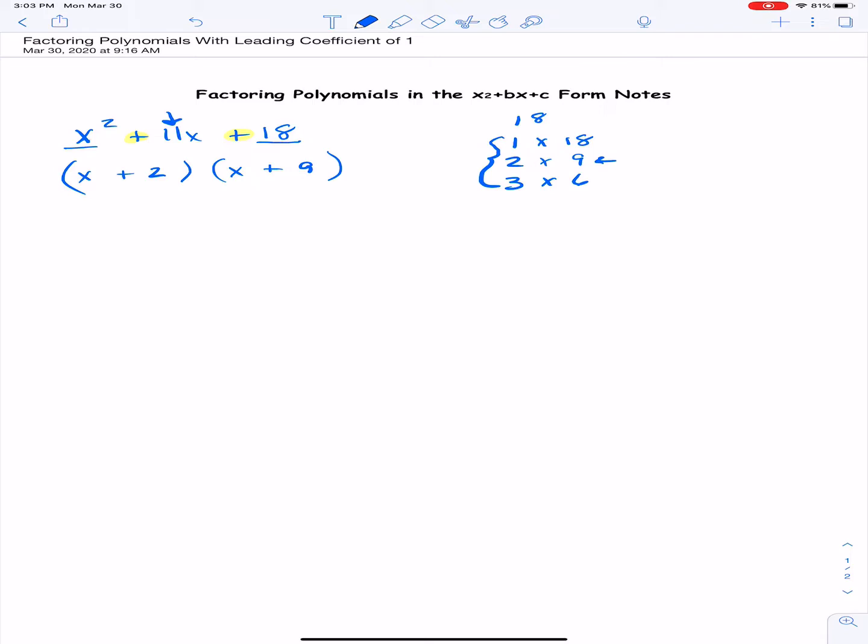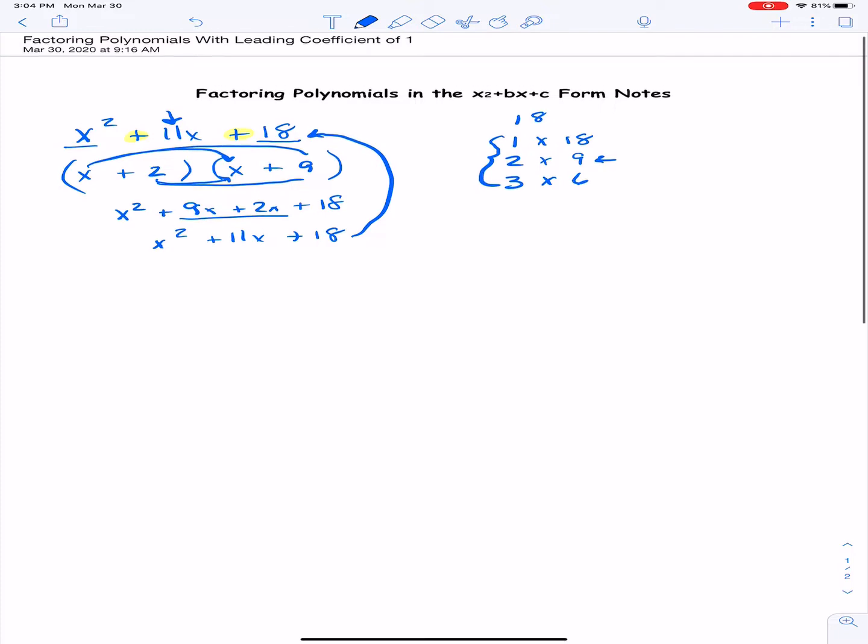So what we're doing is the reverse FOIL of this. In order to check your answer, you can go ahead and FOIL this. X times x gives me x squared. X times 9 gives me 9x. 2 times x gives me 2x. And 2 times 9 gives me 18. When I combine my like terms, I get x squared plus 11x plus 18, which gives me my original trinomial.